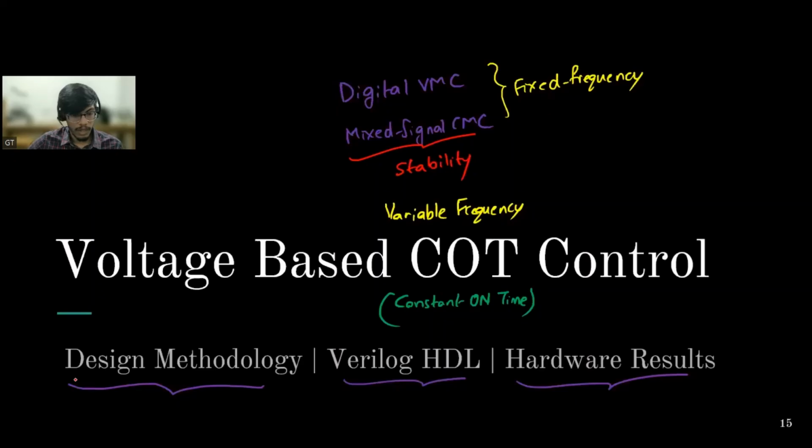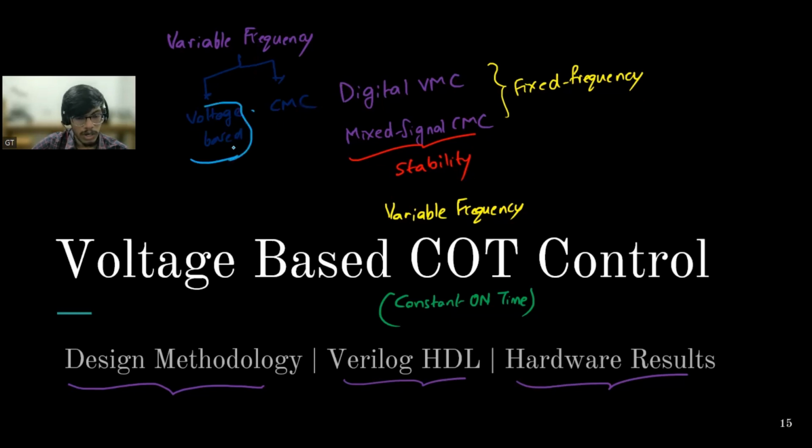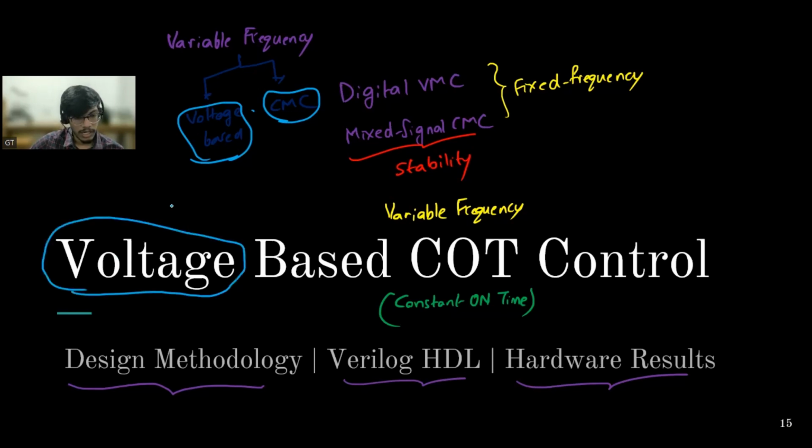Okay. Similar to fixed frequency, variable frequency also has two such controls. One is the voltage based control and the other one is current mode control. In voltage based, we only have information about voltage, and in current mode, we have both current as well as voltage. This is again mixed signal, so one will be in the digital domain, one will be in the current domain. Whatever we are discussing now is voltage based. So it has a single loop, which is a voltage loop, and it will be digital.